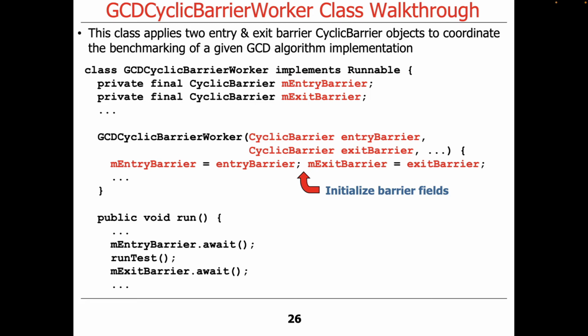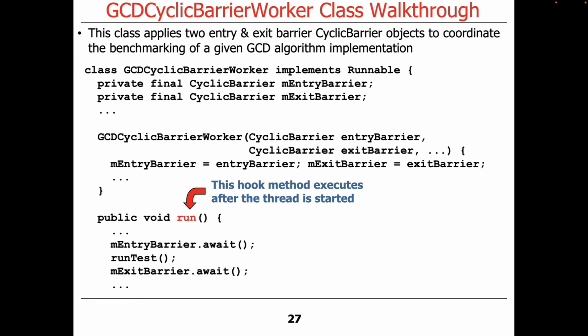It keeps track of the entry barrier and the exit barrier. Those are set in the constructor. And then here's the run hook method. That, of course, is what gets invoked after the thread is started.